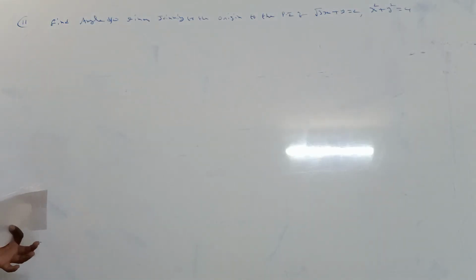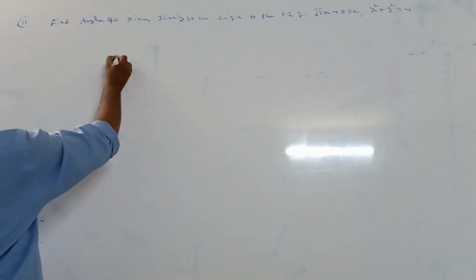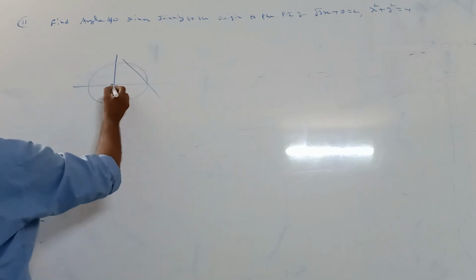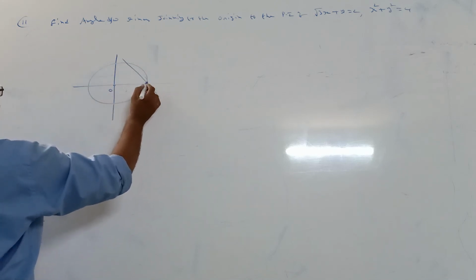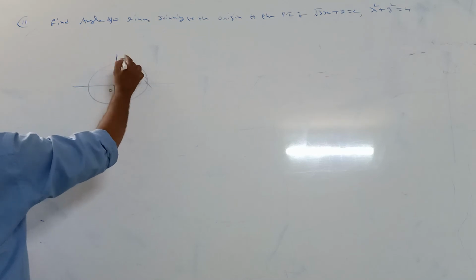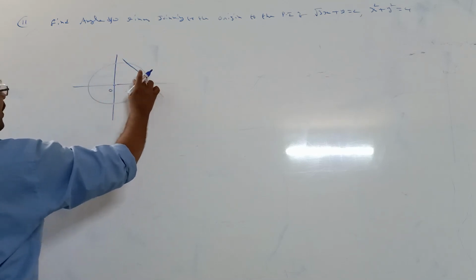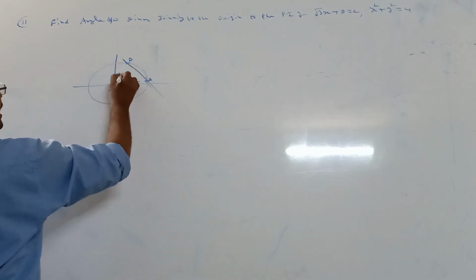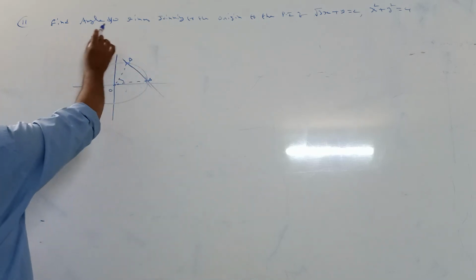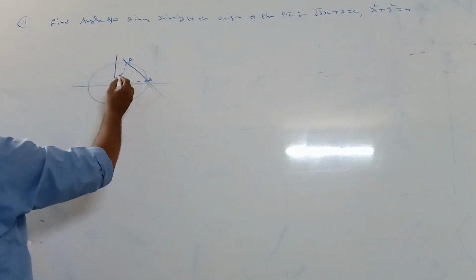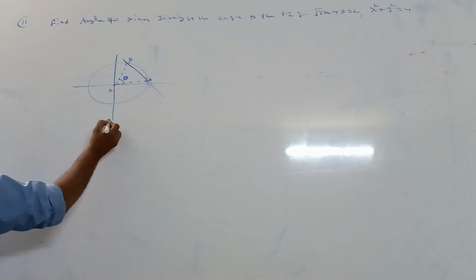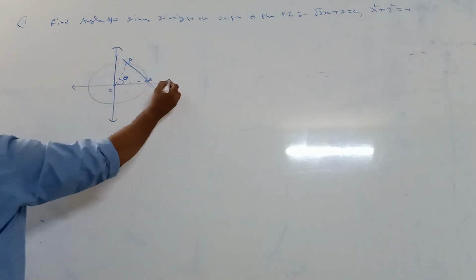In non-homogeneous equations, homogenization is one of the concepts. Here the curve is a circle, and the line is like this. This is the origin. Then the points of intersection you must take as A and B, OA and OB. They are asking to find the angle between the lines joining the origin to the point of intersection. This means angle AOB you have to find in this question.